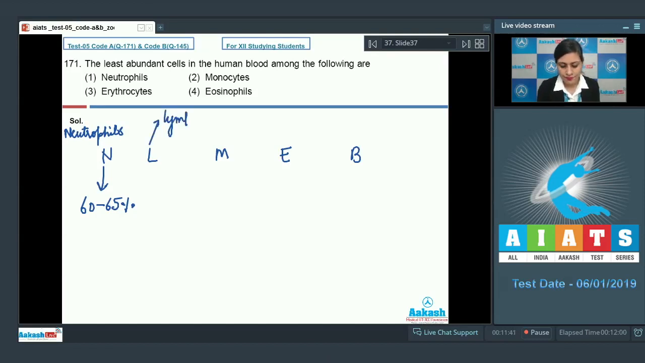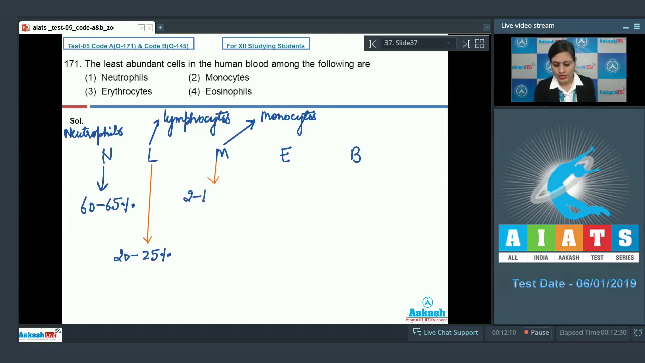L represents lymphocytes, which are 20 to 25%, followed by monocytes, which are 2 to 10%, and this is followed by eosinophils, which are nearly 2 to 3%.